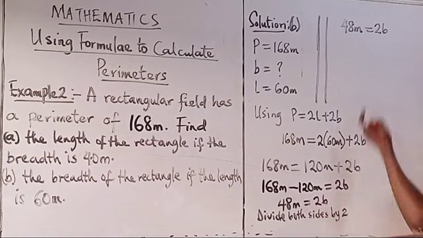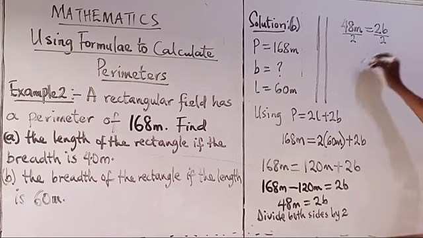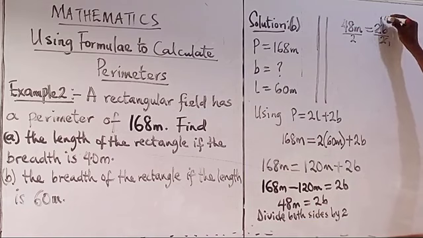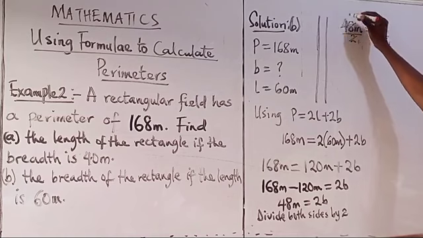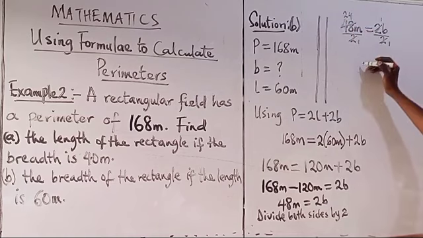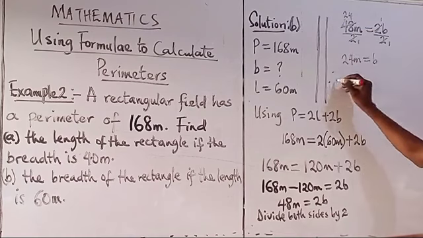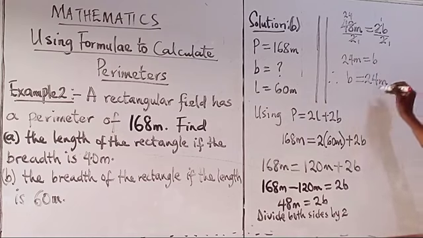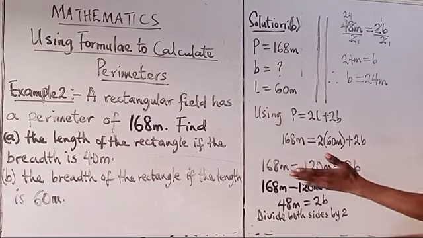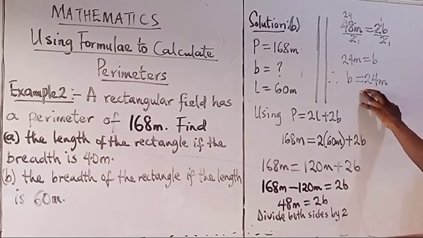I'm rewriting this here. Now divide both sides by 2, where the 2 cancels the 2 here, and then this 2 can divide this 48 to give us 24 here. That makes me write 24 meters equals B, which I can rewrite as B equals 24 meters. That communicates that the breadth we are looking for in this particular question is 24 meters.